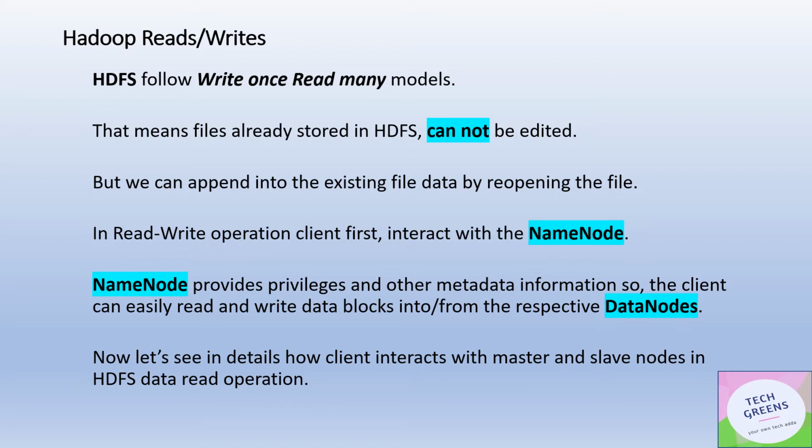When we do any kind of read or write operation, the client first interacts with the name node. The name node is the master of the cluster. The client could be your CLI, when you're trying to read some file in the HDFS through Hadoop FS commands, or maybe a Java program using which you are trying to read or write a file in the HDFS. The first thing the client will do is interact with the name node. The name node will provide the required privileges and other metadata information about the data nodes, so the client can easily read and write the block information from or to the respective data nodes.